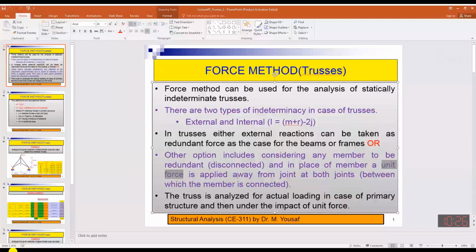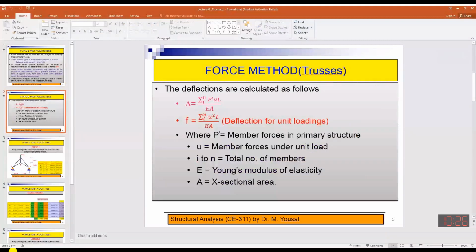So it says that, at both joints, the truss is analyzed for actual loading in the case of the primary structure and then under the impact of unit force. Up till now we have carried out the same approach. The primary structure is analyzed first, and then the impact of unit force is looked into and adjusted. Now for the unit load method, this approach is available with us.